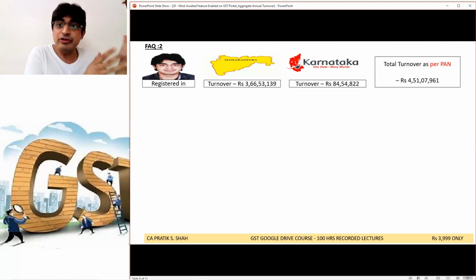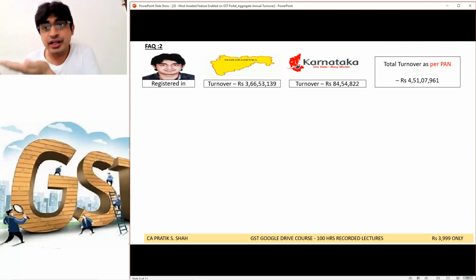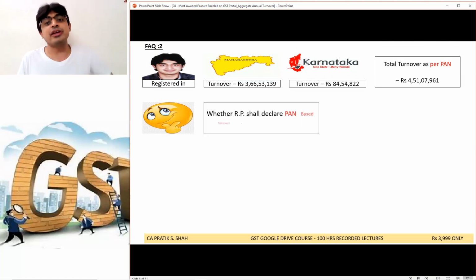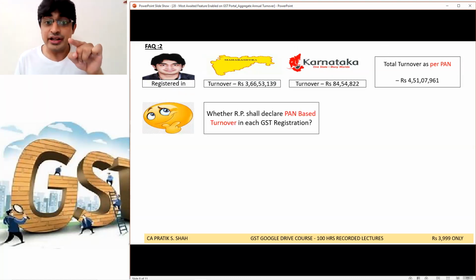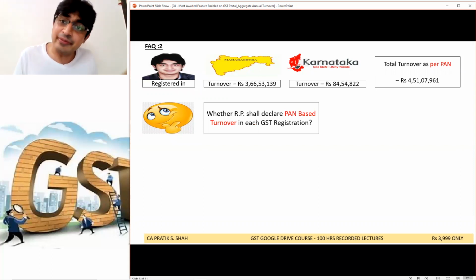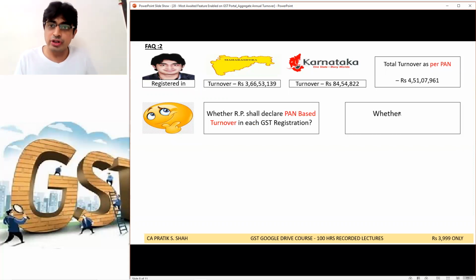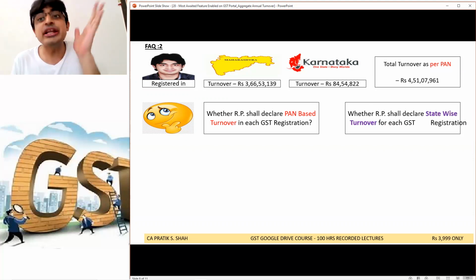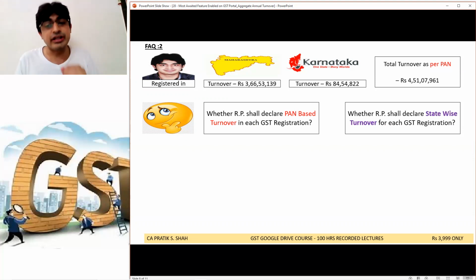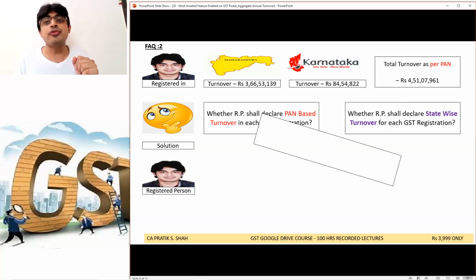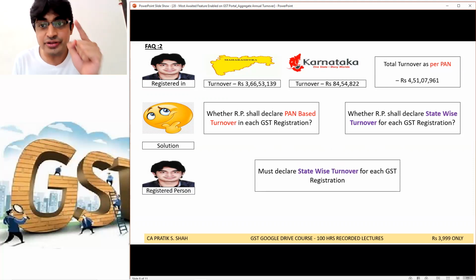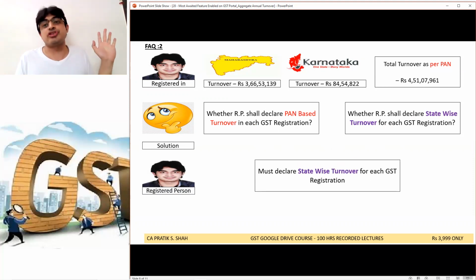So in Maharashtra, I have a different GST. In Karnataka, I have a different GST. But my PAN-based turnover is 4 crore 50 lakh. Now I'm asking one question: whether a registered person shall declare PAN-based turnover in each registration or is required to give state-wise GST turnover for each registration. As per my view, he should give state-wise turnover for each GST registration.